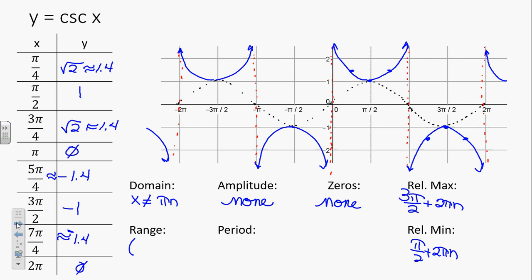Very good. So we start with negative infinity, always open parentheses for negative infinity. The biggest we get to be is negative 1, and then we have a gap, don't we? And so we can actually be negative 1, so we want a square bracket. And then we have a gap, we can't be anything between 1 and negative 1, right? We can start in again at 1. So square bracket, positive 1, positive infinity.